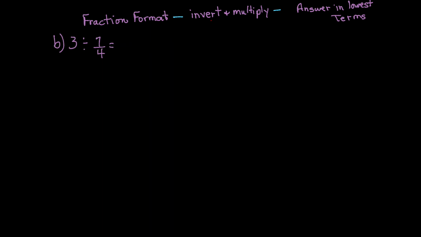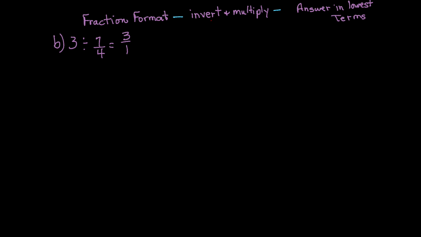Now we're on question B. 3 divided by 7/4. Fraction format. Are these digits in their fraction format? Well, this one is, but this one is not. And so in order to do that, we have to rewrite this question. So the 3 becomes 3/1 because all whole numbers can be changed into fractions by putting them over 1.